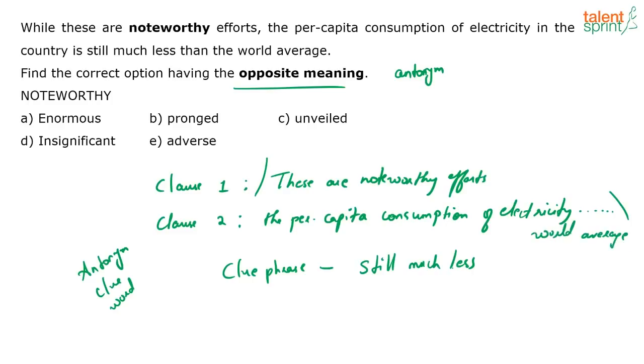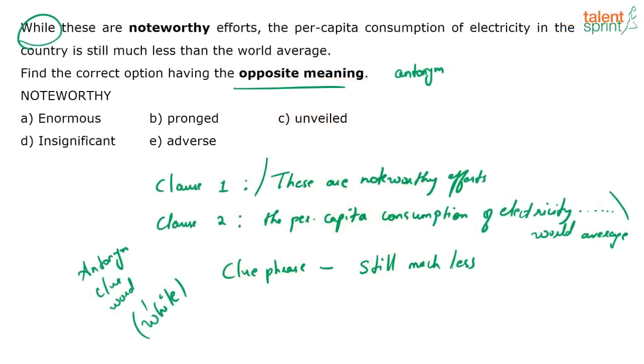Why are you guys taking so long? What is the confusion? While. While is my antonym clue word. So, these are noteworthy efforts. The per capita consumption of electricity in the country is still much less than the world average. But my antonym clue word is while, which means while these are noteworthy efforts, this may be the case. So while is bringing in but. That's the meaning that while is bringing, right?